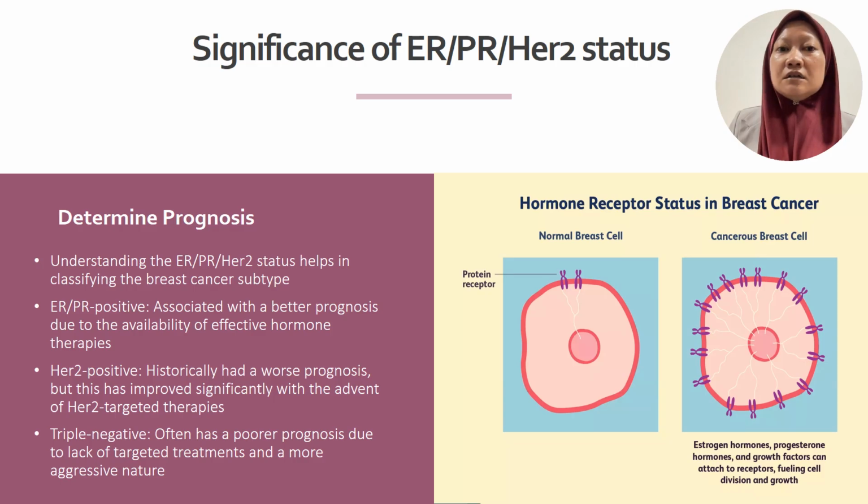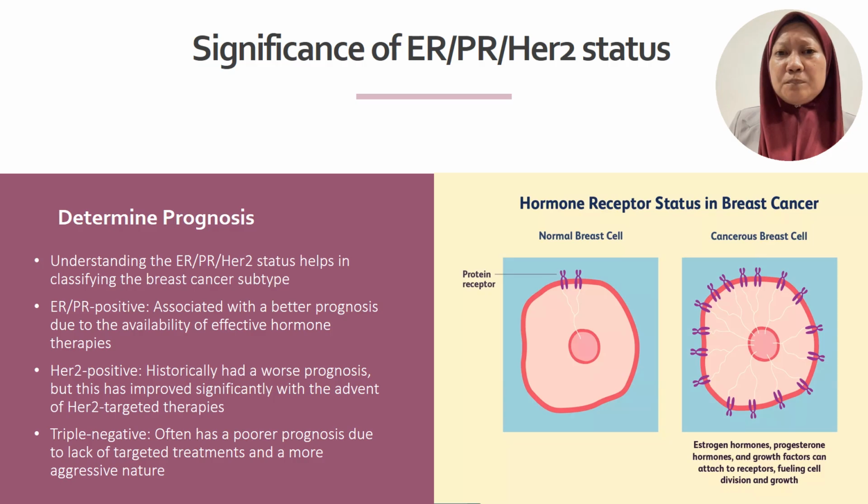Examples of these drug therapies are tamoxifen and letrozole, which we normally give to patients with ER, PR positive cancer. HER2 positive cancer, which once had a poorer outlook, has seen significant improvement in prognosis thanks to the development of targeted therapies like trastuzumab, which we also call Herceptin.